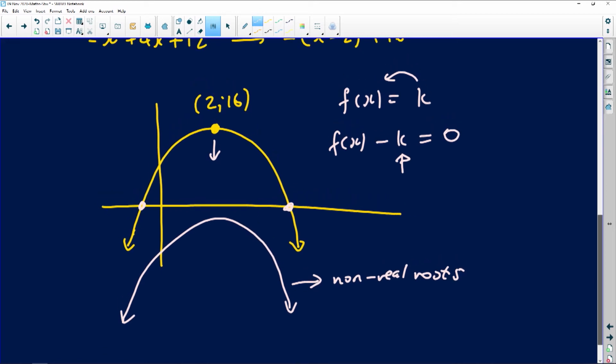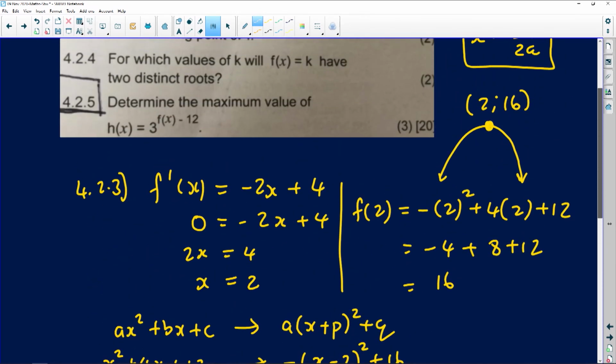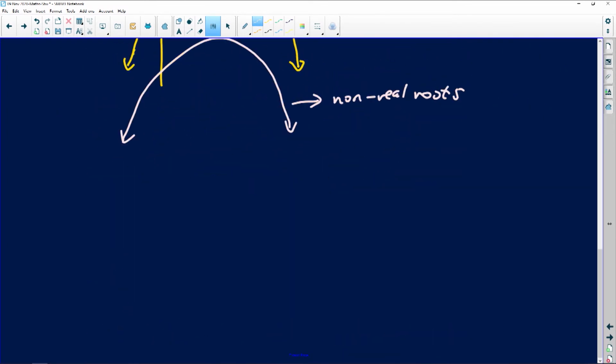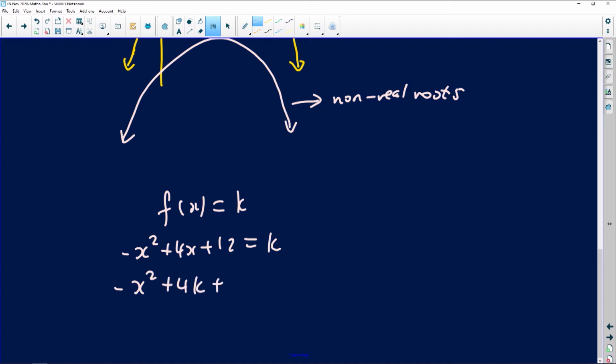Okay, cool. So now in this case, let me try and actually do this one algebraically, just for the sake of your revision. f of x equals k, two distinct roots. Okay, what am I going to do? I'll say they said f of x equals k. f of x is negative x squared plus 4x plus 12 equals k. That's negative x squared plus 4x plus 12 minus k equals 0.